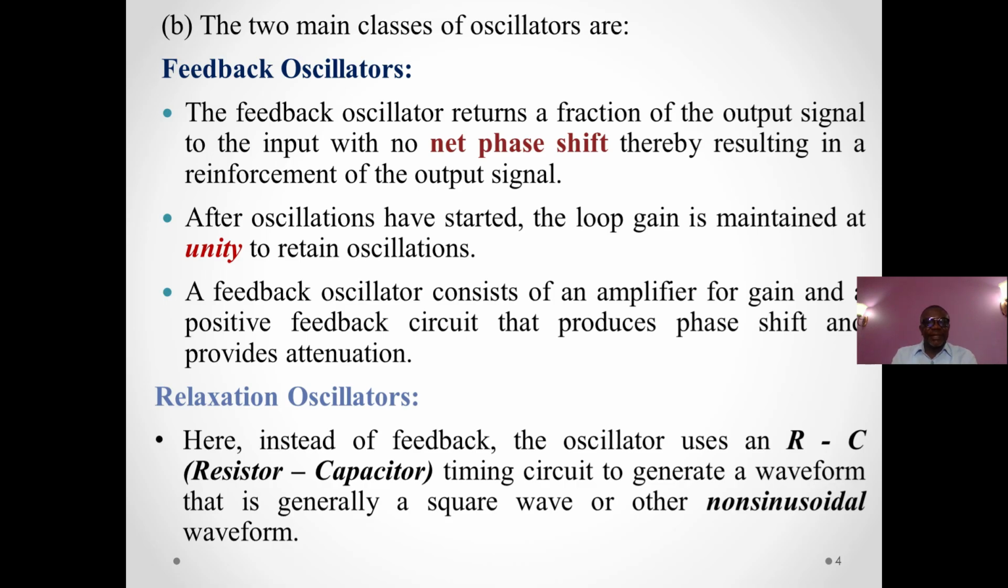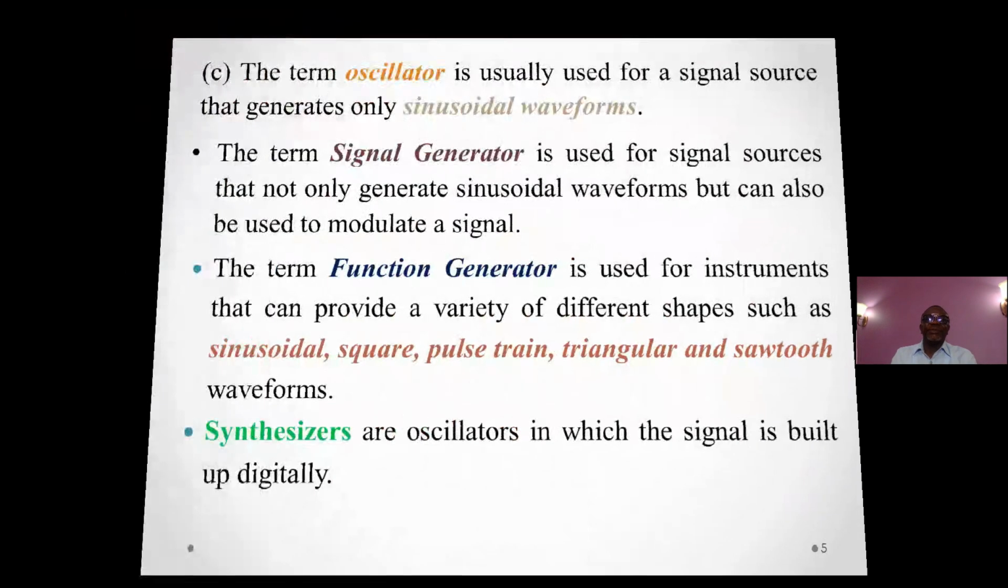So, the second type of oscillators are the ones that instead of feedback, use an RC, that is resistor capacitor, timing circuit, to generate a waveform that is generally a square wave or other non-sinusoidal waveforms. We say non-sinusoidal waveforms to be waveforms like rectangular waveform, sawtooth waveform, and ramp waveforms.